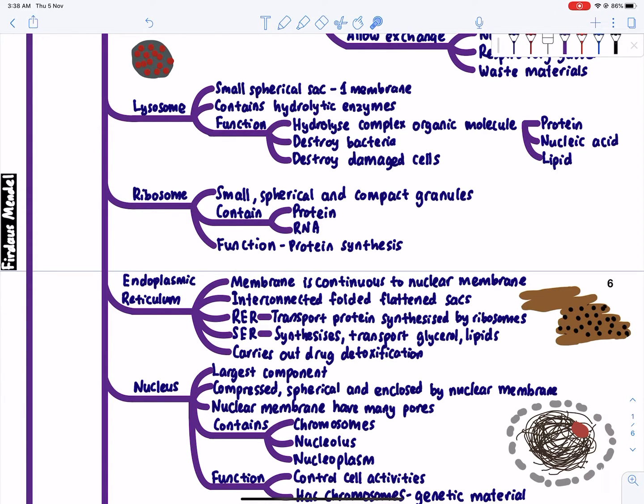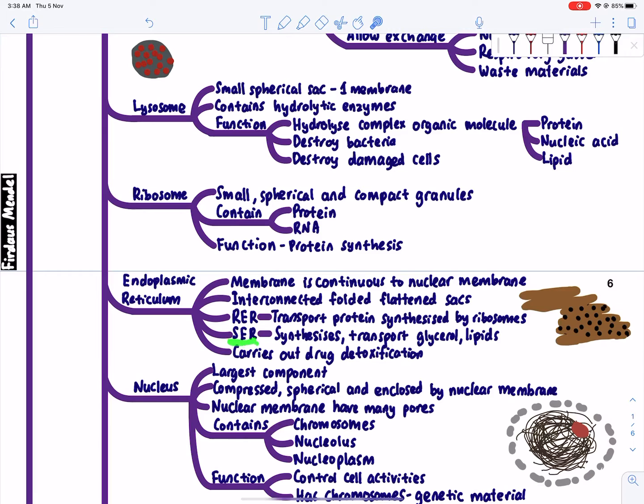And then we go to endoplasmic reticulum. Both animal and plant cell have this endoplasmic reticulum. Its membrane is continuous to the nuclear membrane. Nuclear membrane is the structure of the nucleus. Interconnected folded flattened sacs. We have the rough endoplasmic reticulum, which transports protein synthesized by a ribosome.